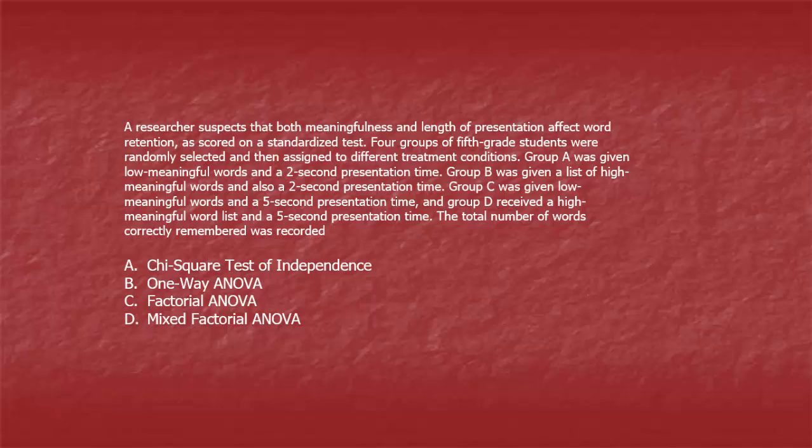So let's run through our choices. Is it a chi-squared test of independence? When do you use that? You use that when you have a categorical independent variable and a categorical dependent variable. We don't have that here. Total number of words is continuous. Is it a one-way ANOVA?